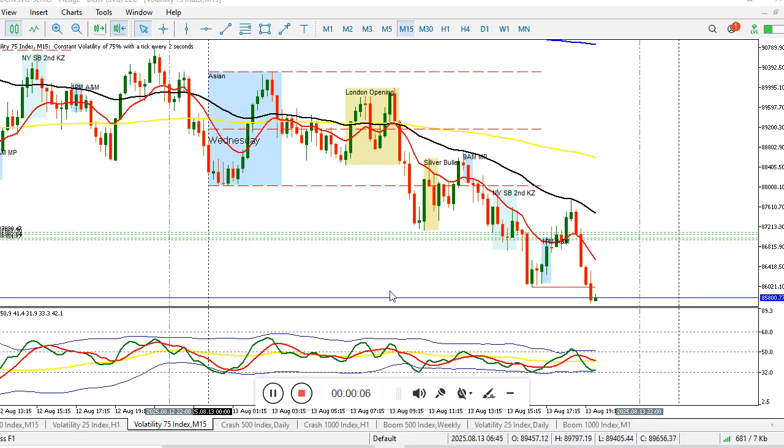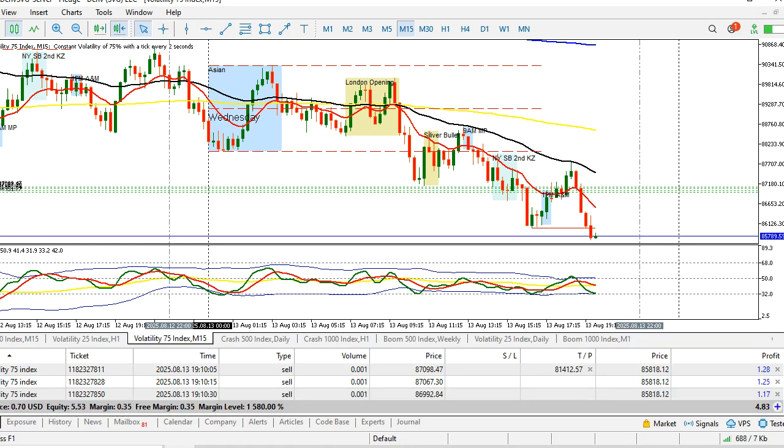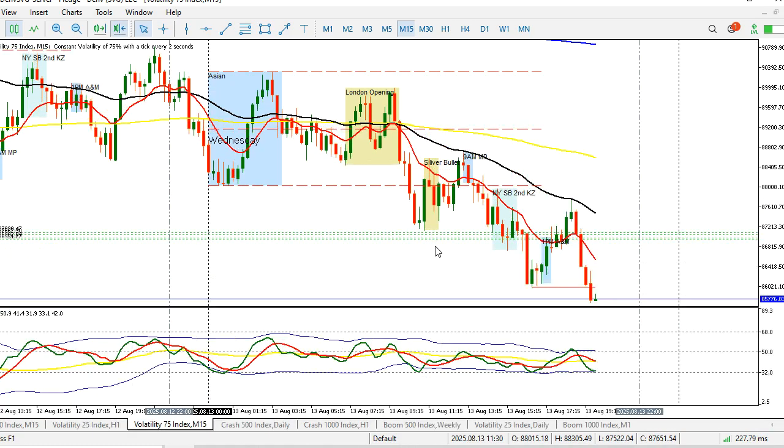This is a live feed on how I trade the bread and butter strategy. You can see it's a live account. This is a live analysis of how I use the bread and butter strategy aligned with the CRT candle.